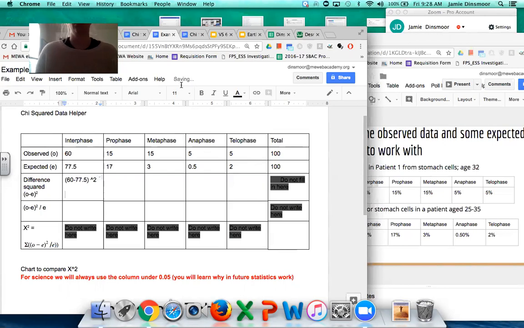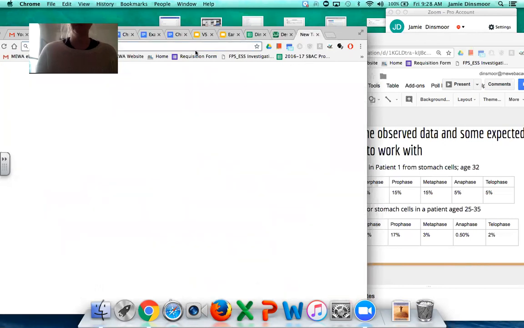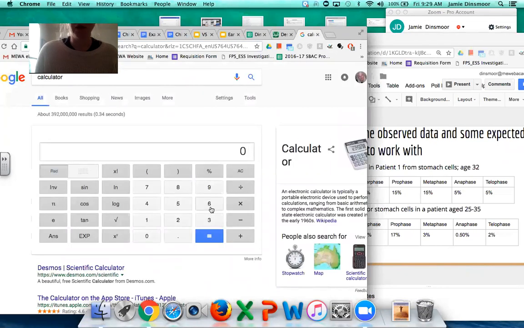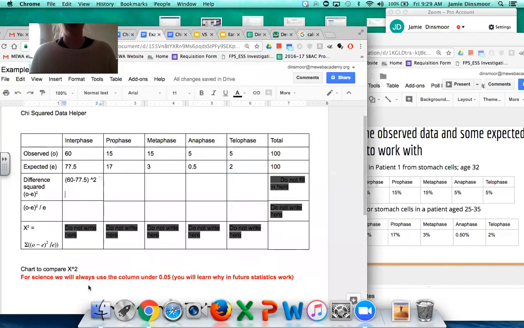So in a calculator, we would do 60 minus 77.5. It's a negative number, right? But we're going to square it, so it doesn't matter. And I don't know how to easily square on this calculator, so we'll do it the old school way, times negative 17.5. And we get 306.25. Okay, so 306.25 is our difference squared.